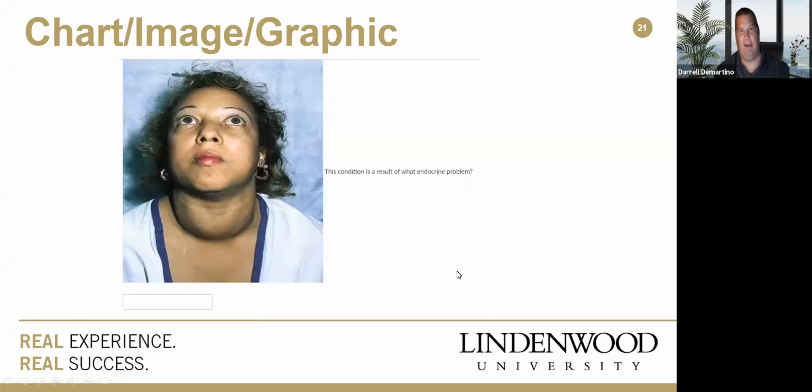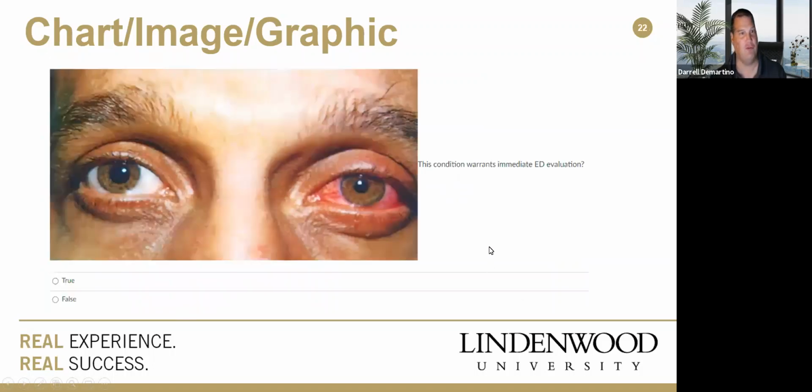Similarly, this came from an exam. The condition is a result of what endocrine problem? So again, now they have to identify what's going on with this patient and look at the picture, but now it's not identify the condition. In this case, it is relate the condition to an endocrine system. So I would expect that they would talk about a thyroid issue. And I think this is a great use of graphics and how I word these questions, very open-ended for these dialog boxes. But I can mix that with a true false.